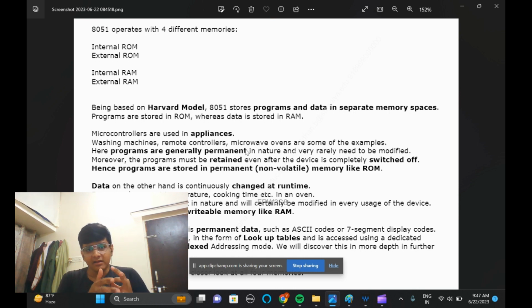Since programs are permanent, they must be stored in non-volatile memory. Data, on the other hand, must be stored in volatile memory. Data is usually stored in RAM, which is volatile memory. But there is some data that needs to be permanent. So what are you thinking? What could permanent data be?